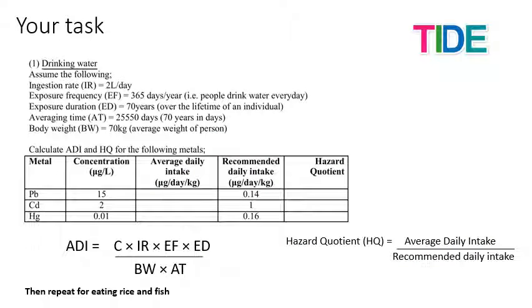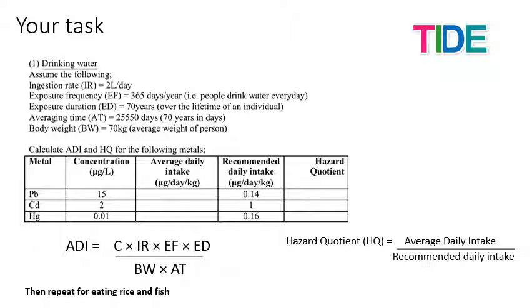So your task is to use this equation to calculate average daily intakes, so ADIs, for 3 different metals: lead, cadmium, and mercury, for drinking water in this population of people living in this hypothetical town in question 1, and then repeat this same calculation for the exposure activities of eating rice in question 2 and eating fish in question 3.